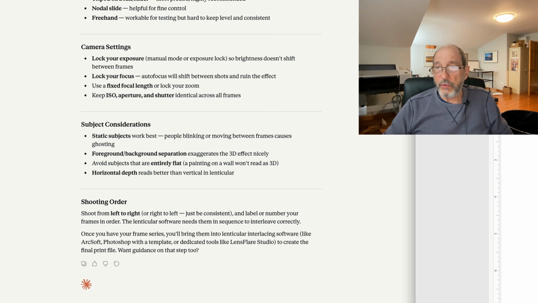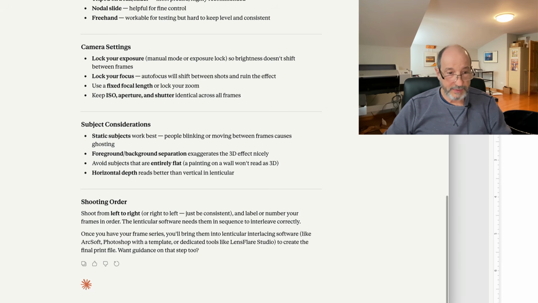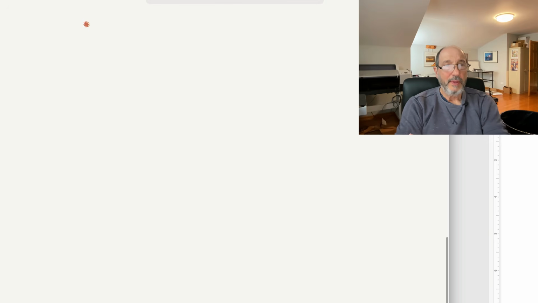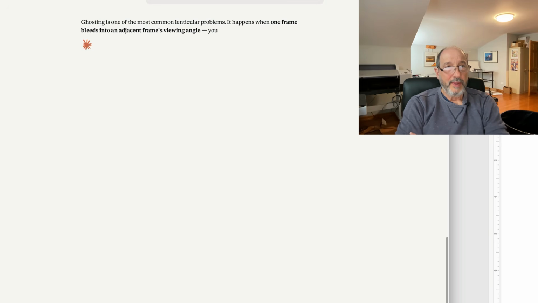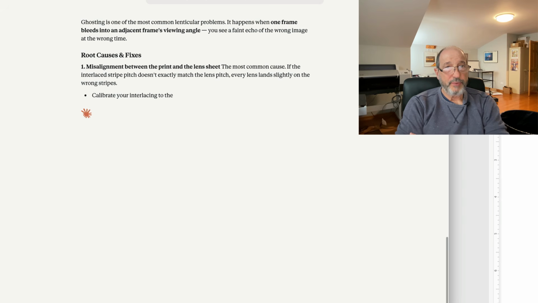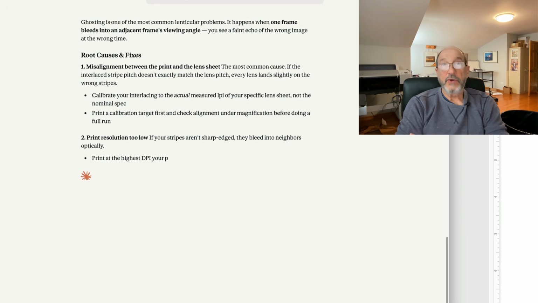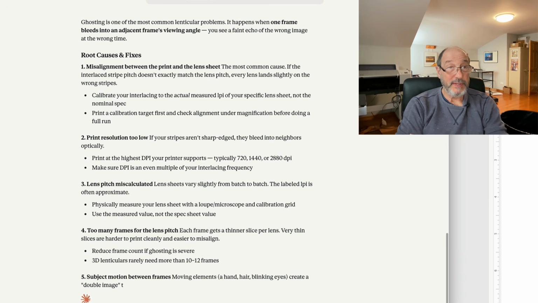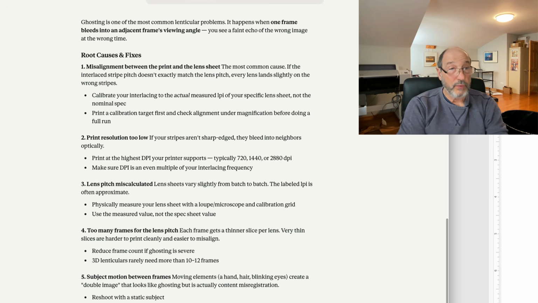What causes ghosting in a lenticular print, and how can I eliminate it? Let's see what it has to say about that. Ghosting is the most common lenticular problem. Ghosting is a problem with flips. It's not really a problem with 3D lenticulars. All right. Root causes. Misalignment between print and lens sheet, the most common cause.